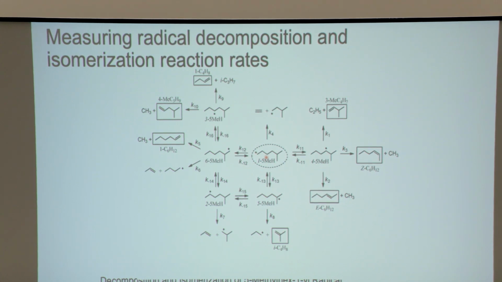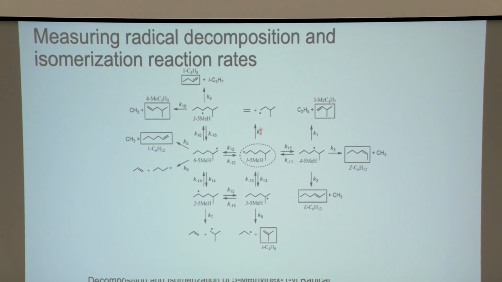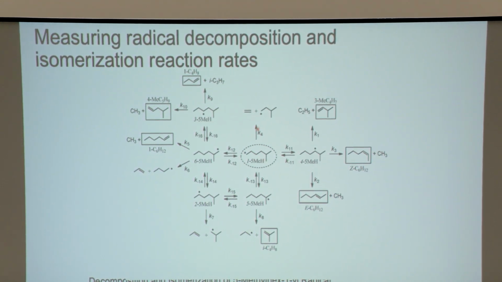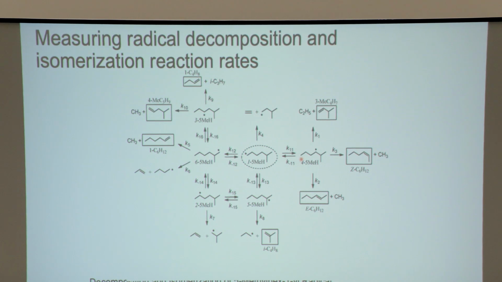And now many things can happen. So he writes out all the possible reactions. You have beta scission reactions like K4. This can beta scission to form ethylene, and this alkyl radical. You could have isomerization reactions like K12. This radical can move to the opposite end. This is a reversible reaction. Also, this is another isomerization. This is another isomerization.